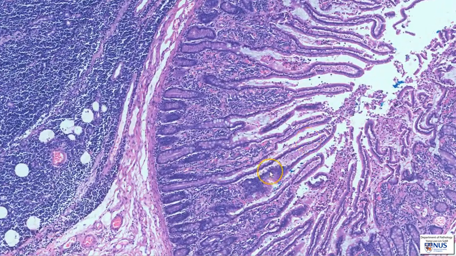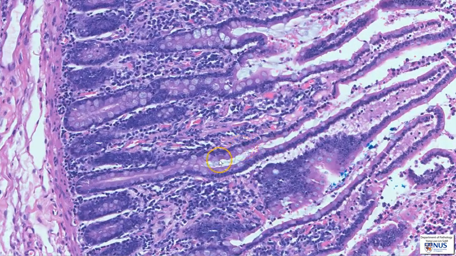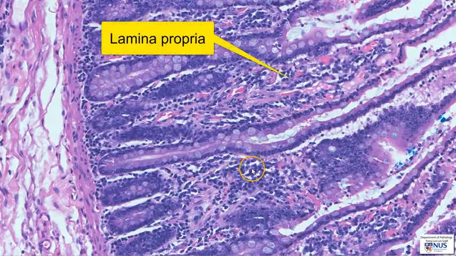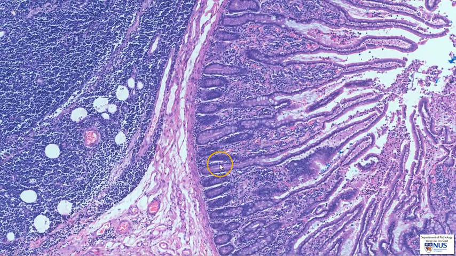The mucosa of the small bowel is composed of villi, so we see these finger-like projecting structures, and they are lined by columnar cells with occasional goblet cells. And within the lamina propria, we can see usually some plasma cells and also some lymphocytes, but they do not expand or fill up the whole lamina propria. These are the crypts within the mucosa.